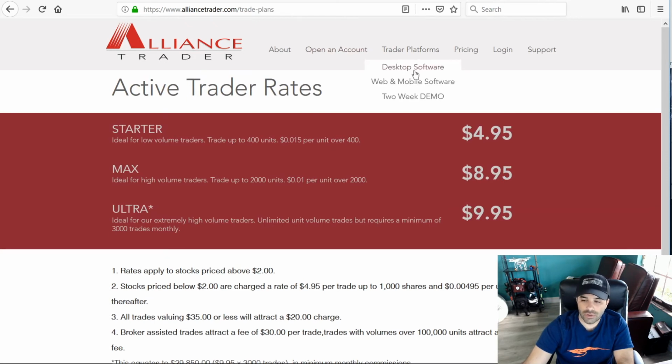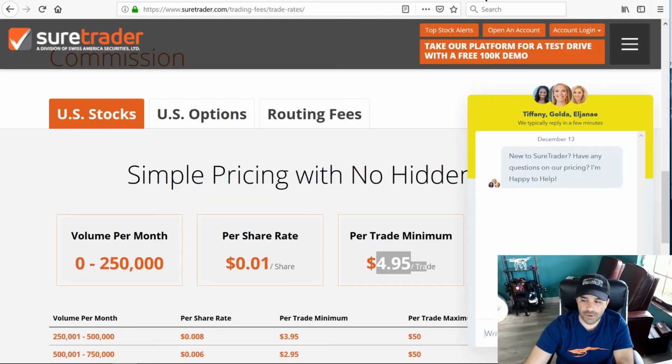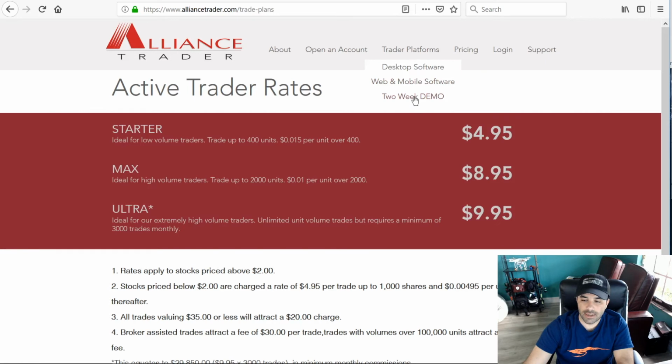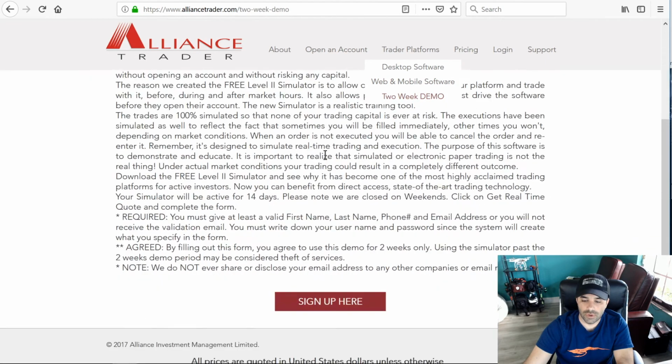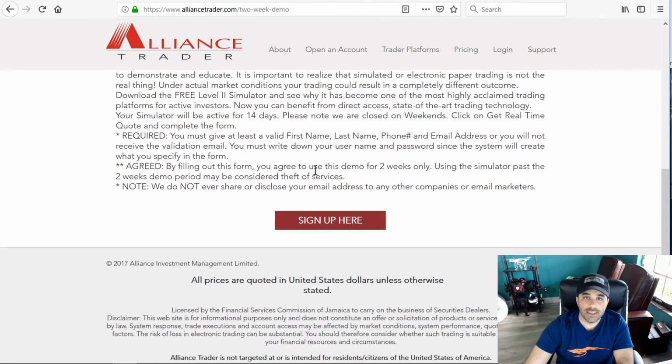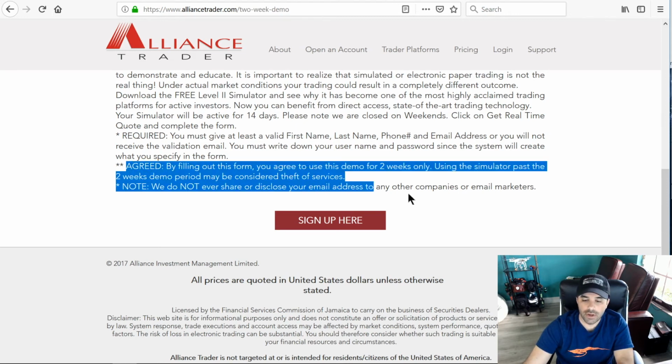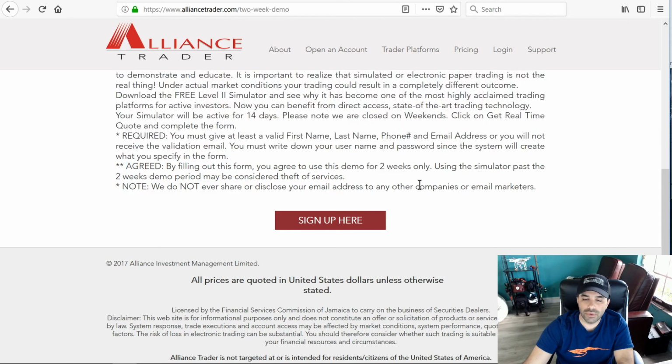And then you want to look into their platforms. The same as with SureTrader right here, you can go ahead and take a demo. You can download their demo, sign up, and test out their platform for free for a few days or a couple of weeks. It depends on what deal they have going on. As you can see here, this one's for 2 weeks. And you can paper trade their platform so you can get used to it if you're not used to it.